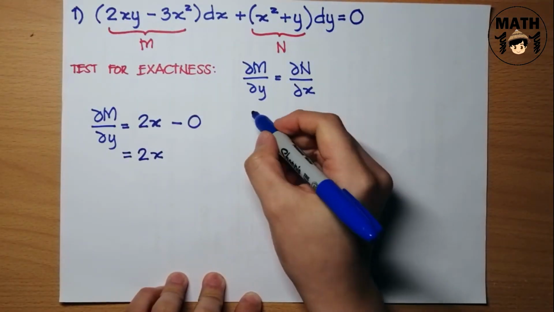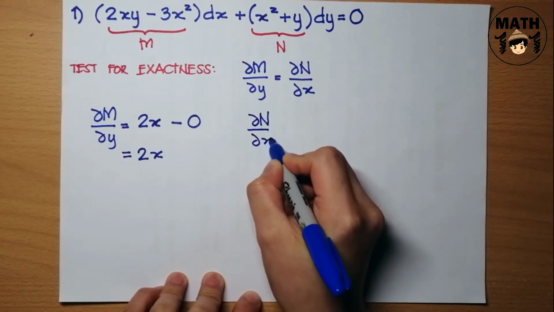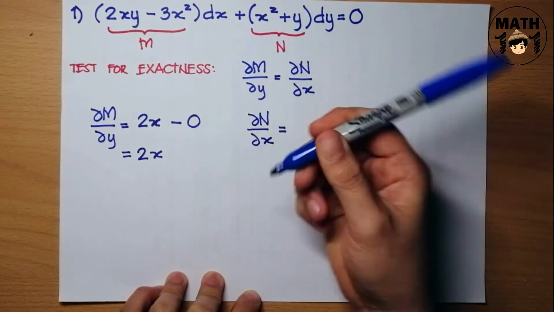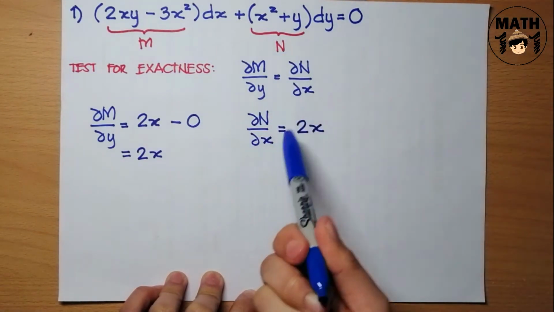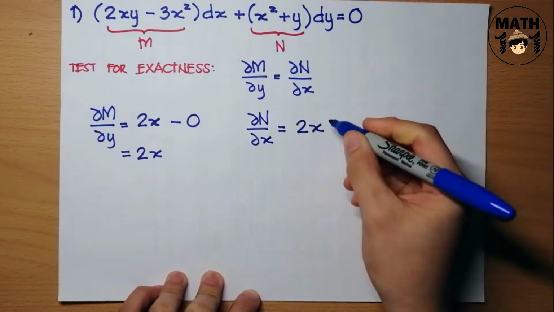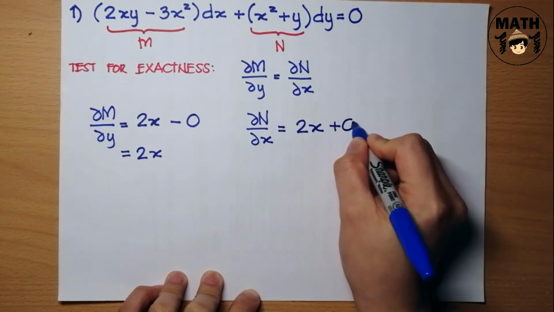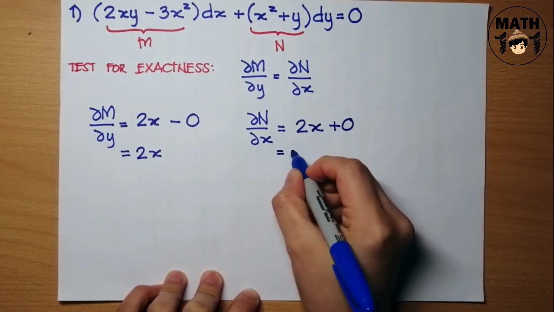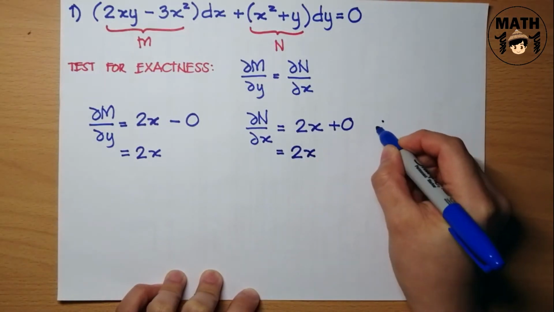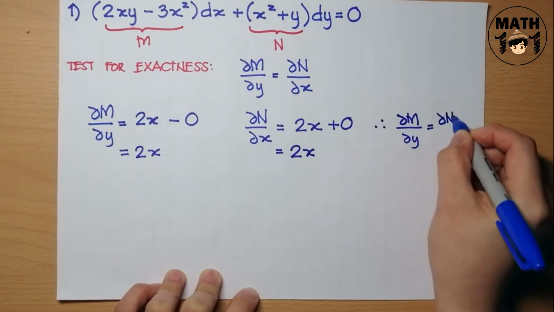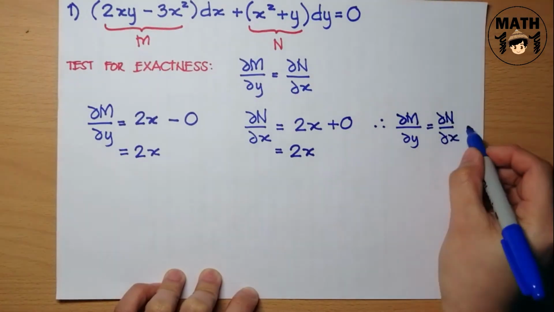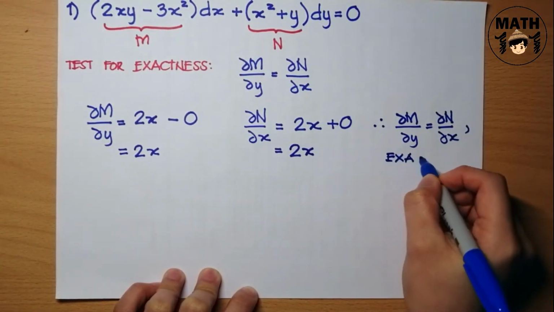Next, check naman natin yung partial ni n with respect kay x. So, partial derivative of x squared is 2x. Partial derivative of y with respect kay x. So, dahil hindi siya x, itatake natin siya as a constant, kaya ang derivative niya ay 0. Again, simplifying this. Therefore, dahil equal yung partial ni m with respect kay y sa partial ni n with respect kay x, the equation is exact.